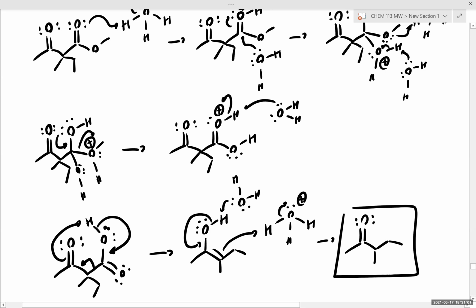Is it okay to draw that tautomerization step in 2 steps, or does it happen at the same time? You can draw it in 2 steps. You can draw it as protonation of the alkene, then deprotonation at the oxygen atom. That's fine. Okay.